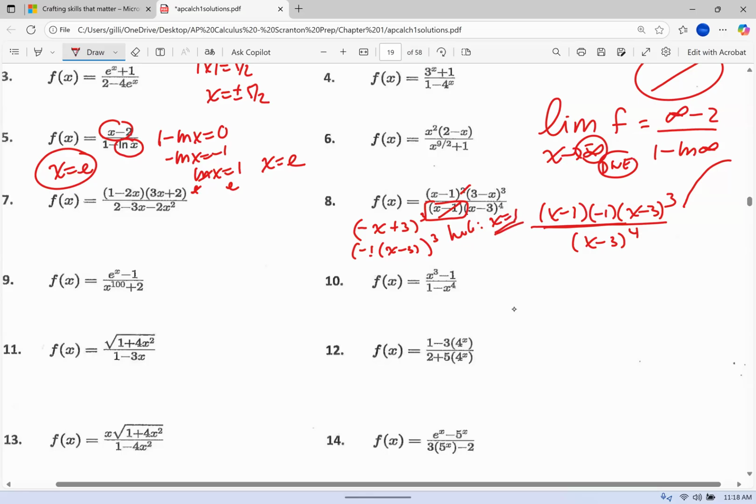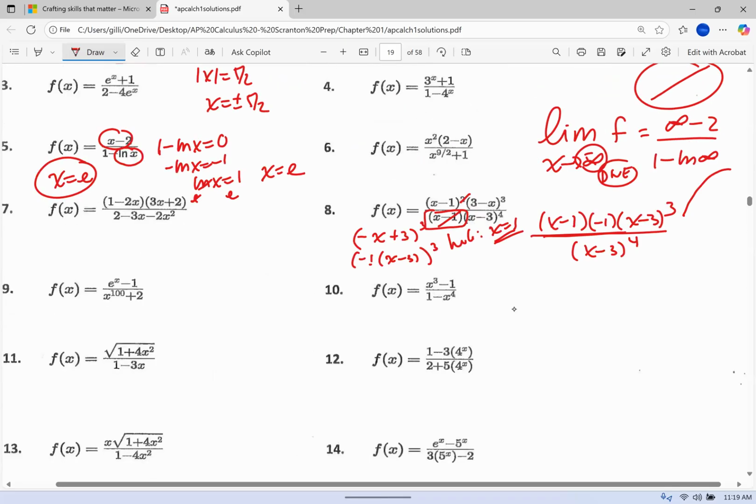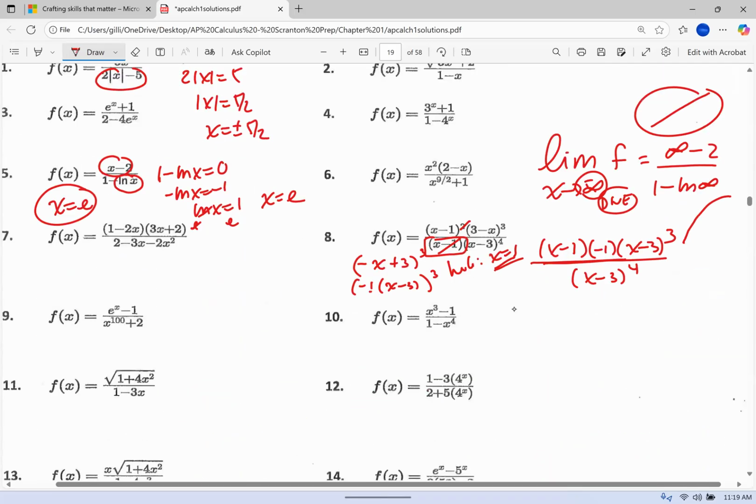And then one of the 3 of these cancels out with one of these. So this factor is left over. So there's a vertical at x equals 3.